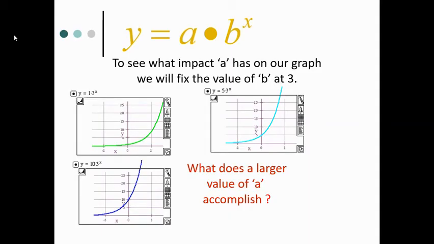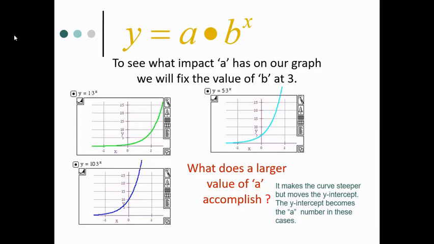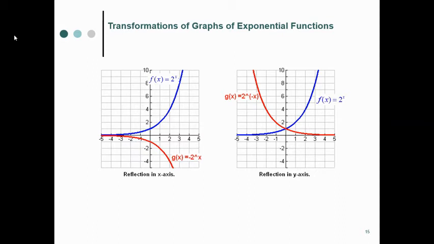Notice that the y-intercept becomes the A number in these cases. So the curves do become steeper, but for the second value, your y-intercept is 5, and for the third value, your y-intercept is 10. Okay?